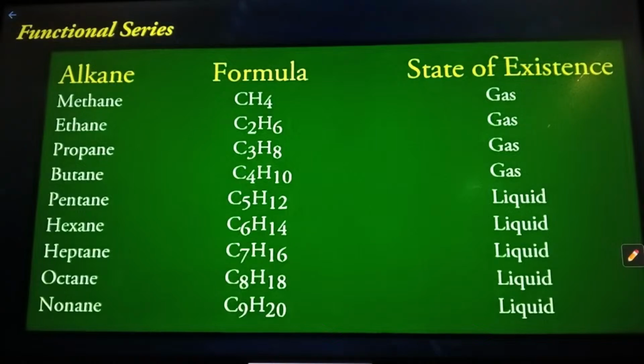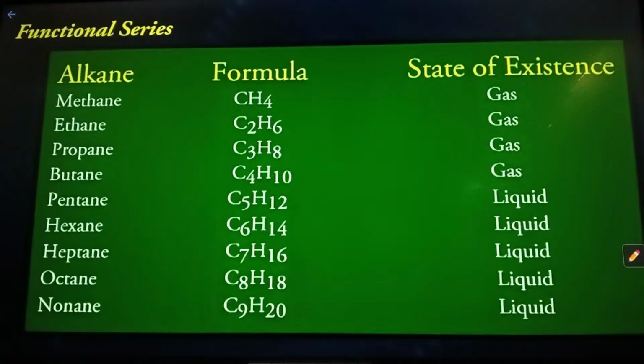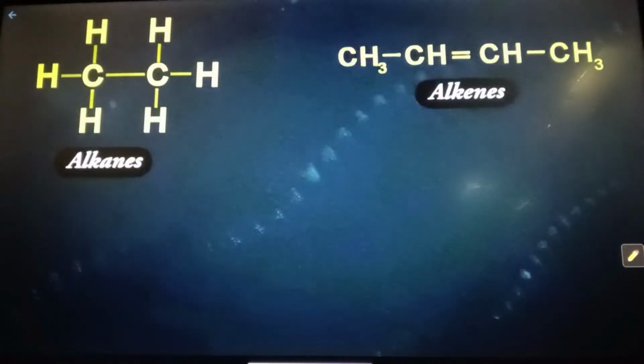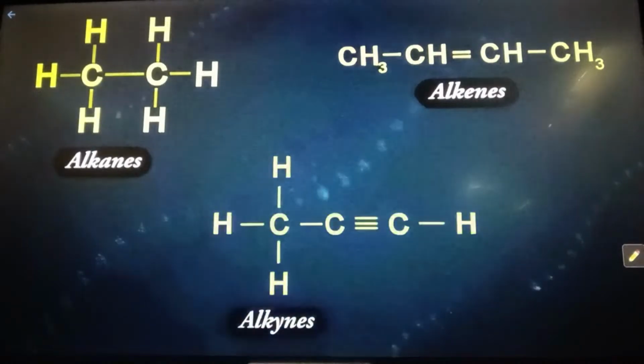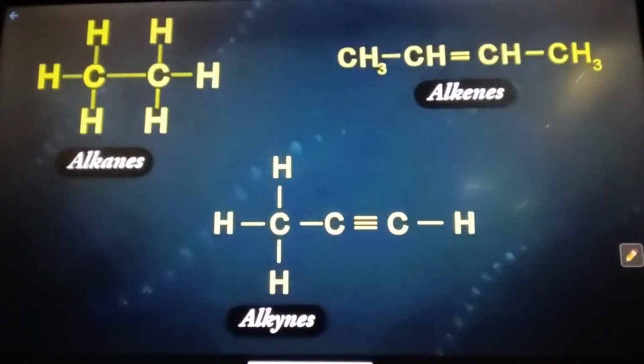The members of a homologous series can be represented by a general molecular formula, and the successive members differ from each other in molecular formula by a CH2 unit. There are a number of homologous series of organic compounds. Some of these are alkanes, alkenes, alkynes, etc.